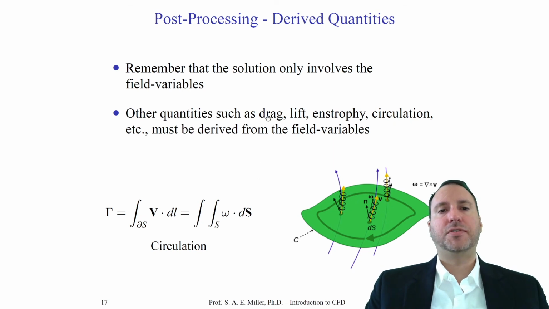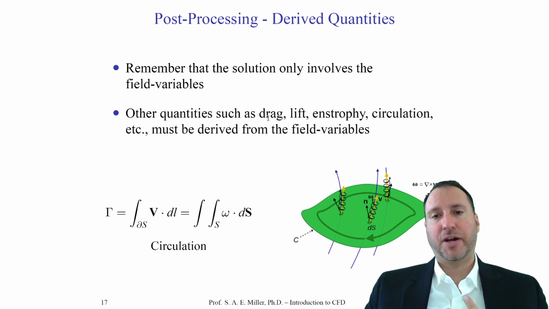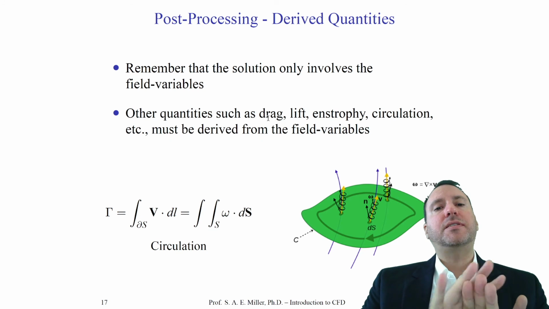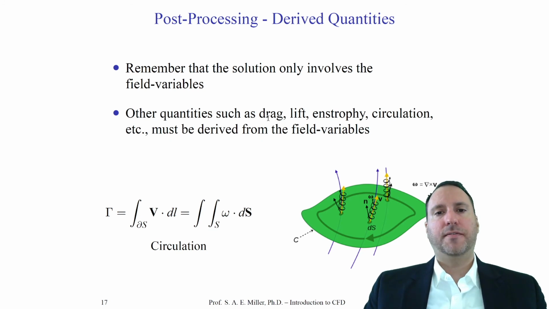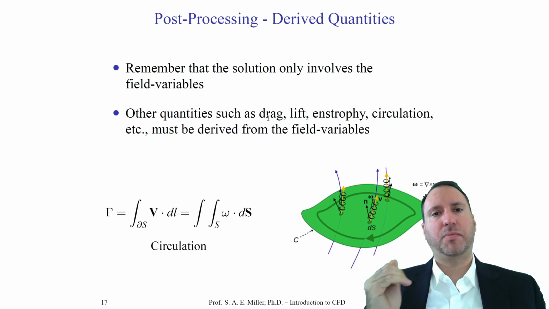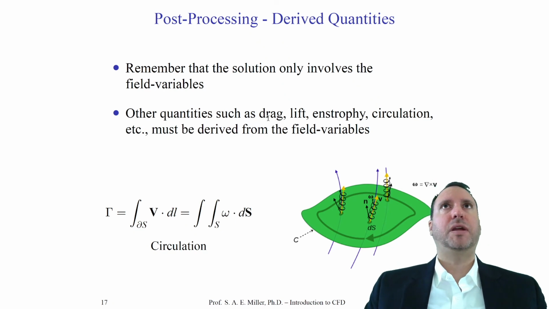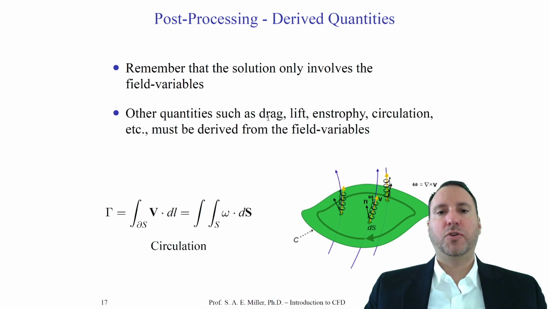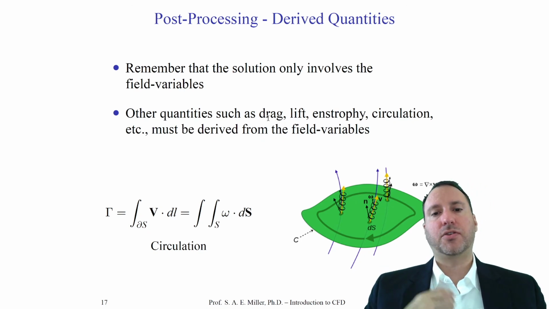You would also have to do this for lift, drag, something like entropy, which we'll talk about in this class, and circulation, of which I just showed a very brief example. But these can all be defined and derived from the CFD solution of the field variables itself. These derived quantities are also a CFD solution. However, they're done in the post-processing phase. Now, some people have integrated the calculation of these quantities into their solvers. In this class, our solver will be able to calculate some of these quantities during its run.